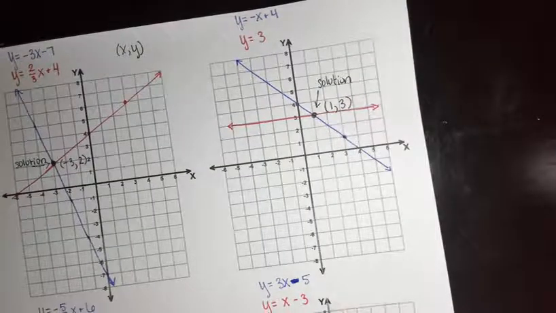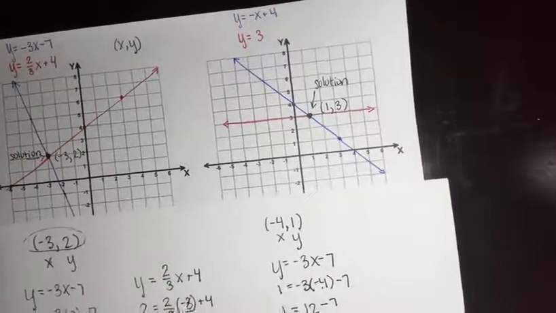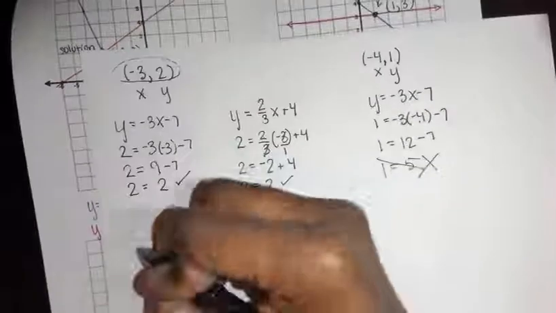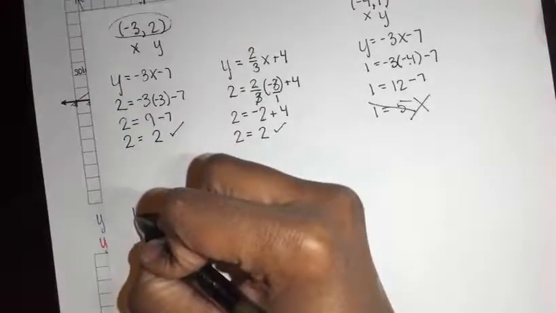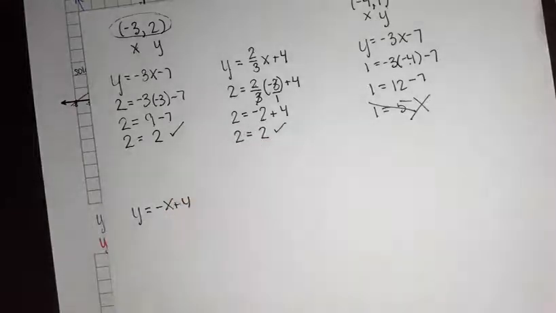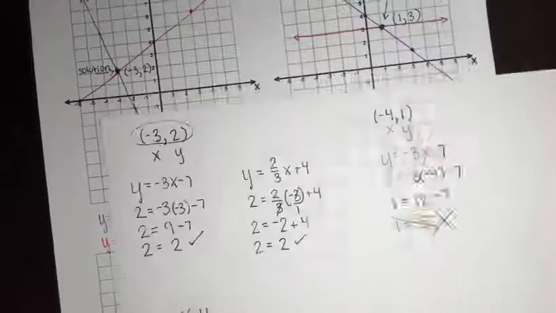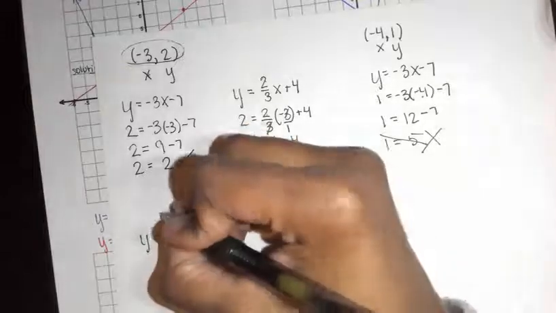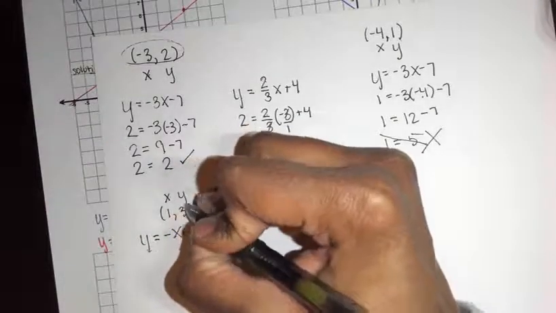So now I need to test that. I need to verify that that is true. So I'm going to do what I did with the other one. I have the first line of y equals -x plus 4, and my solution, the coordinate is 1, 3, so I'm going to plug in 1, 3 for x and y.